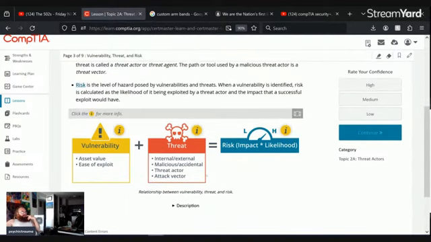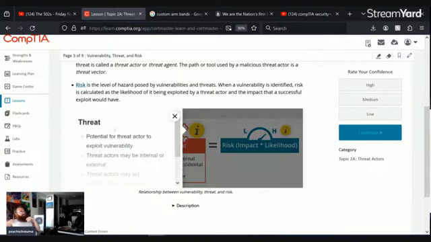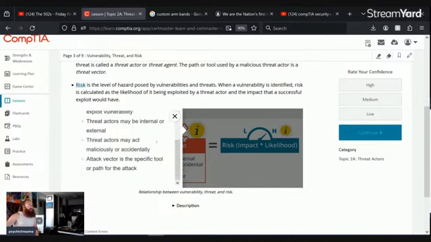Threat: internal, external, malicious, accidental, threat actor, threat vector. The potential of the threat actor to exploit a vulnerability. Threat actors may be internal or external. Threat actors may act maliciously or accidentally. Attack vector is the specific tool or path for the attack.